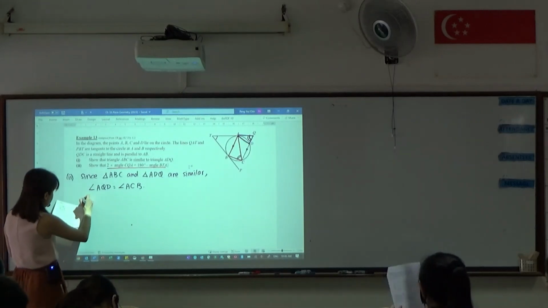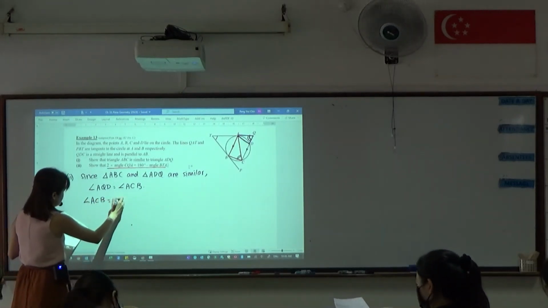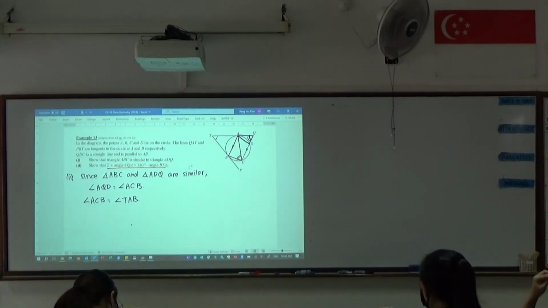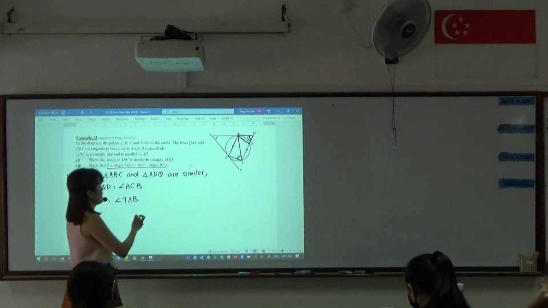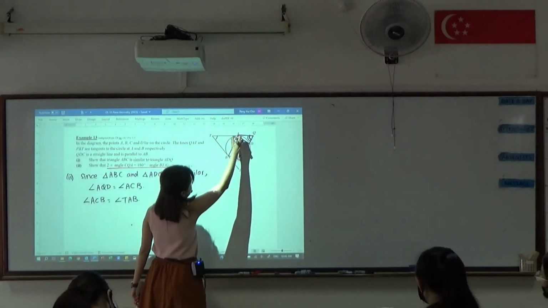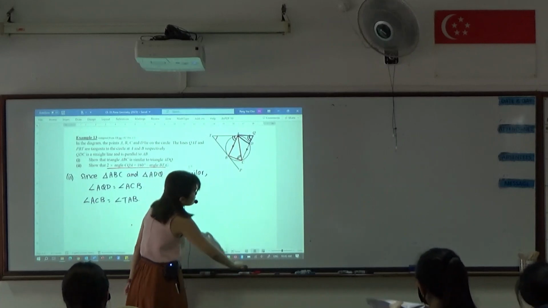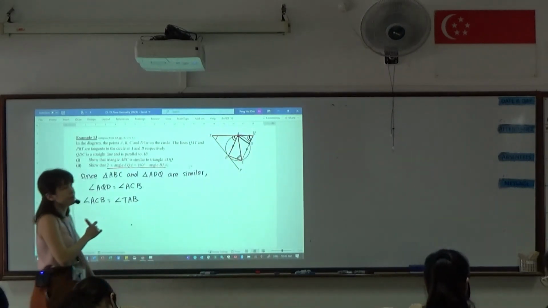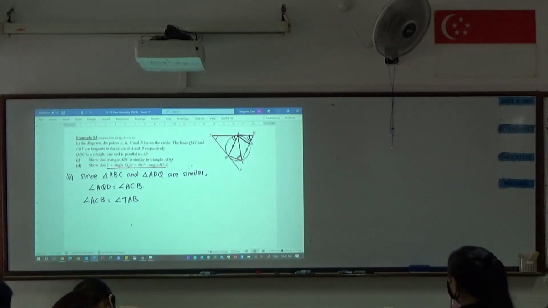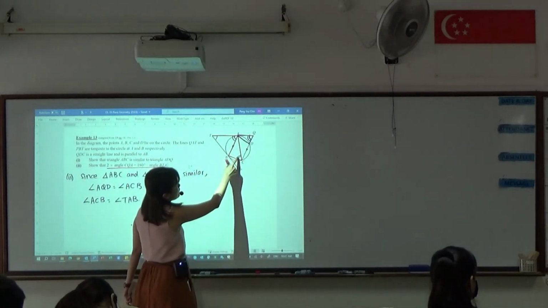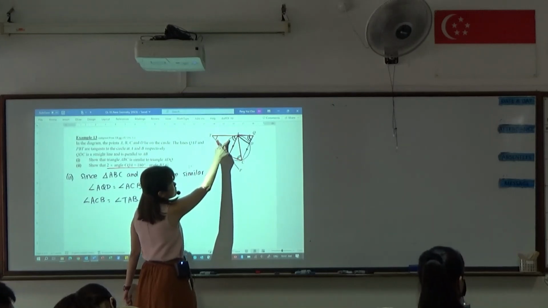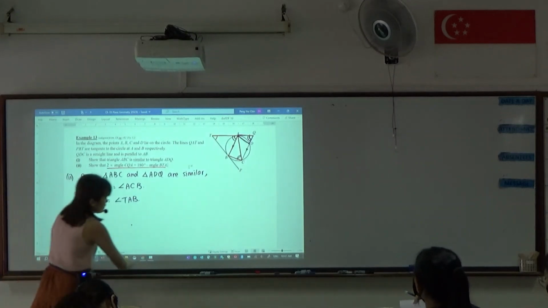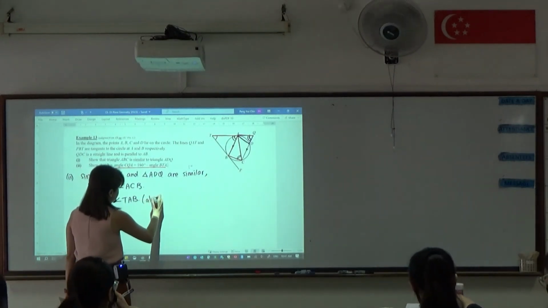Then, based on our alternate segment theorem, we find that angle ACB is equal to angle TAB, which is this angle here. Because in this red triangle that we have, we recognize that there is this tangent over here. Based on what we learned about the alternate segment theorem, the angle inside the triangle alternating to the angle along the tangent are going to be equal. So we have applied our alternate segment theorem.